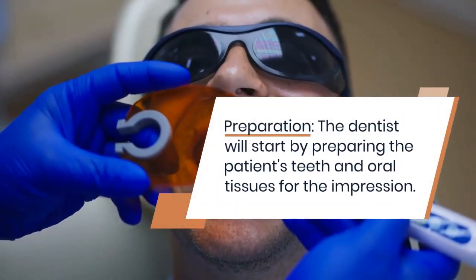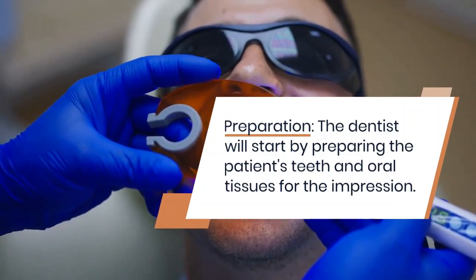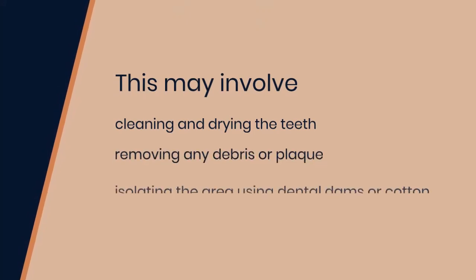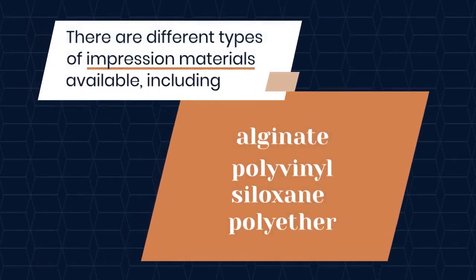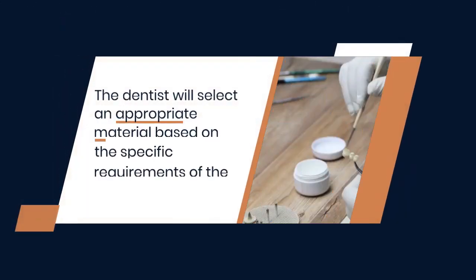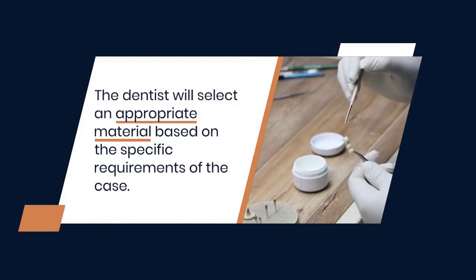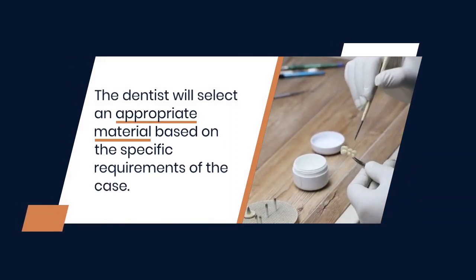Preparation. The dentist will start by preparing the patient's teeth and oral tissues for the impression. This may involve cleaning and drying the teeth, removing any debris or plaque, and isolating the area using dental dams or cotton rolls. Impression material selection. There are different types of impression materials available, including alginate, polyvinyl siloxane, PVS, and polyether. The dentist will select an appropriate material based on the specific requirements of the case.